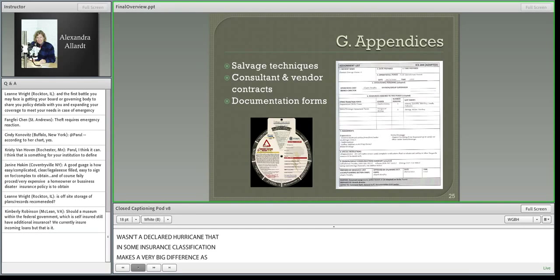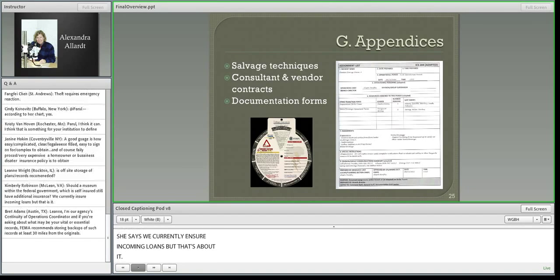And thank you, Alex. We have one follow-up question from Kimberly who says, should a museum within the federal government, which is self-insured, still have additional insurance? She says, we currently insure incoming loans, but that's about it. You would have to look at your own policy. I'm not familiar with your policy, so without reading it or talking to your agents or how it's accounted for, I don't really know. But that would be a conversation to have with your risk management department.